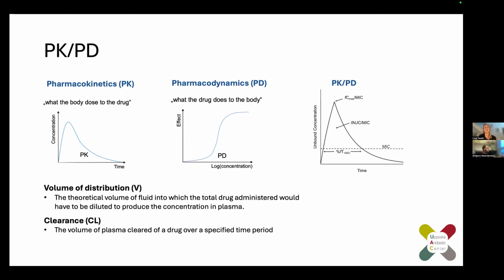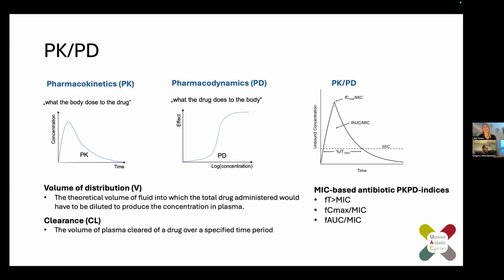Pharmacodynamics describes the effect of the drug and is explained by the sentence, what the drug does to the body. But in our case, when we are talking about antibiotics, it's what the drug does to the bacteria. So this tells us about the relationship between concentration and effect, and an important measurement for that when it comes to antibiotics is MIC, minimum inhibitory concentration.